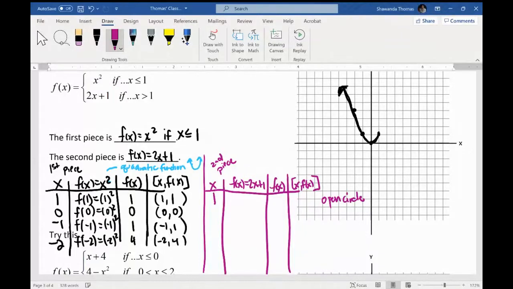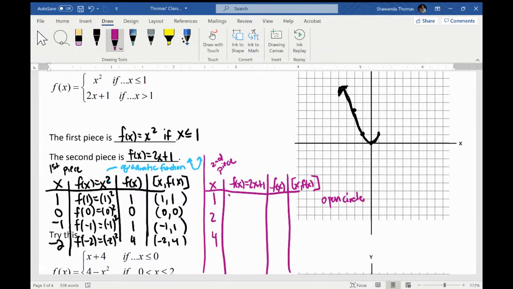Whatever our information comes out to be, we're going to put open because for this piece it's really not at 1. It's greater than 1. Give me some more numbers greater than 1. 2. 4. Okay, we can do that. Just saying, you could put decimals if you want. You could put 1.001, 1.2, 1.3, but why do all that? You know it's going to look like a line, so as long as you have at least 2 points, you can connect those points.